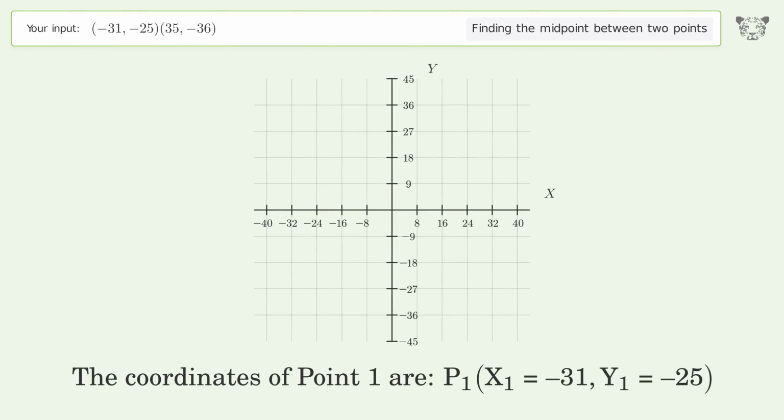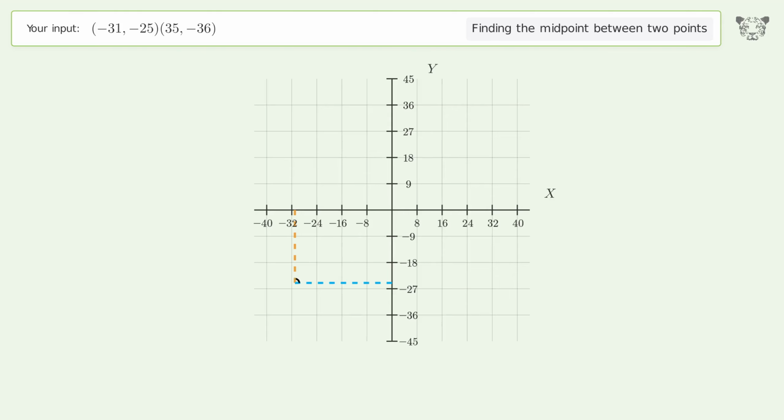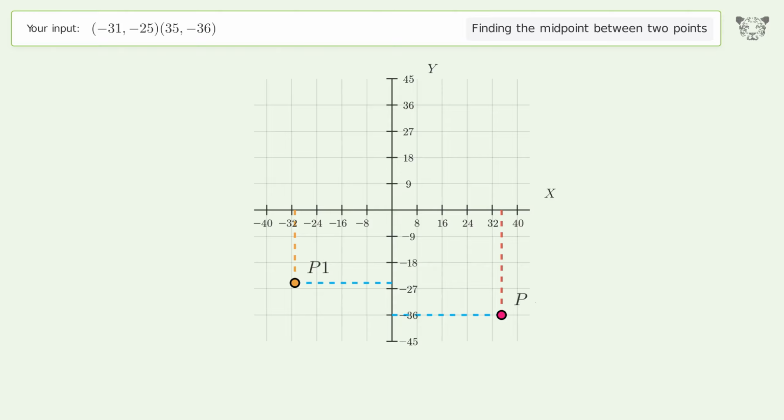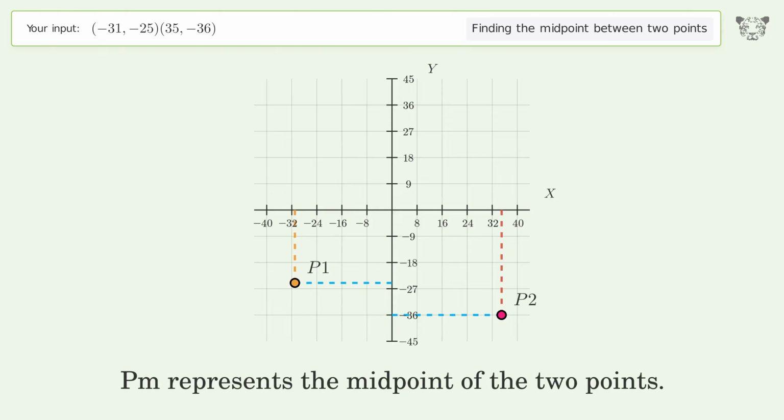The coordinates of point 1 are, x1 equals -31, y1 equals -25. The coordinates of point 2 are, x2 equals 35, y2 equals -36. PM represents the midpoint of the 2 points.